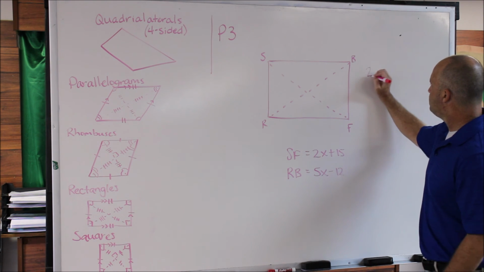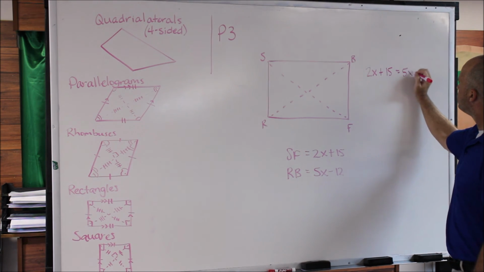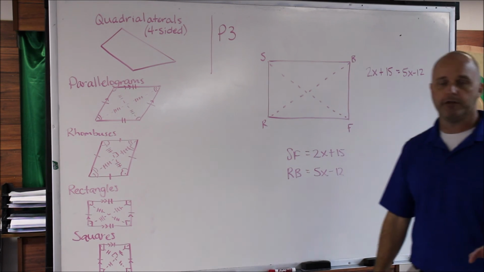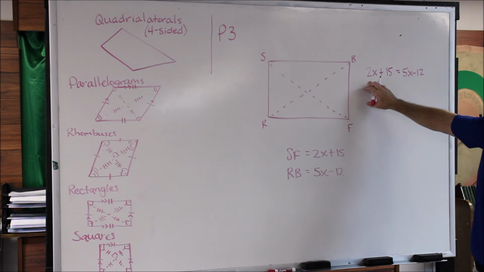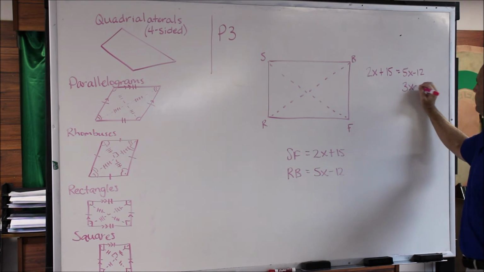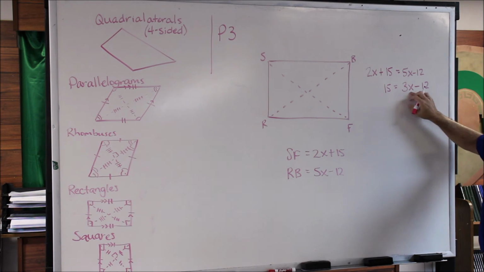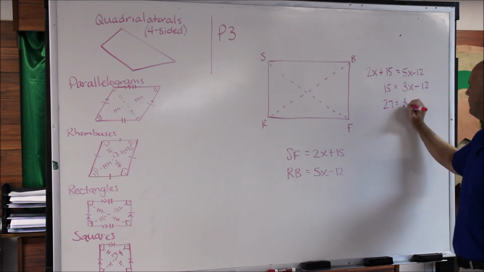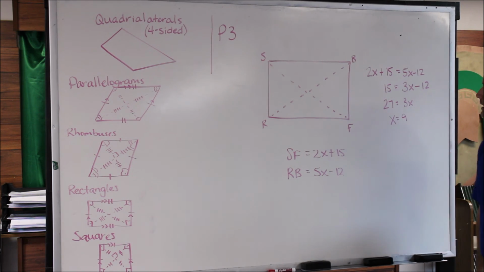So we've got 2x plus 15 is equal to 5x minus 12. Again, we're dealing with one variable here, and we've got a variable on each side of the equation. So we want to move the smaller one. I'm going to move this 2x over, and that gives me 3x minus 12 is equal to 15. Isolate this x by moving the 12 over, so that's 27 is equal to 3x. Divide by 3, and so x is equal to 9.